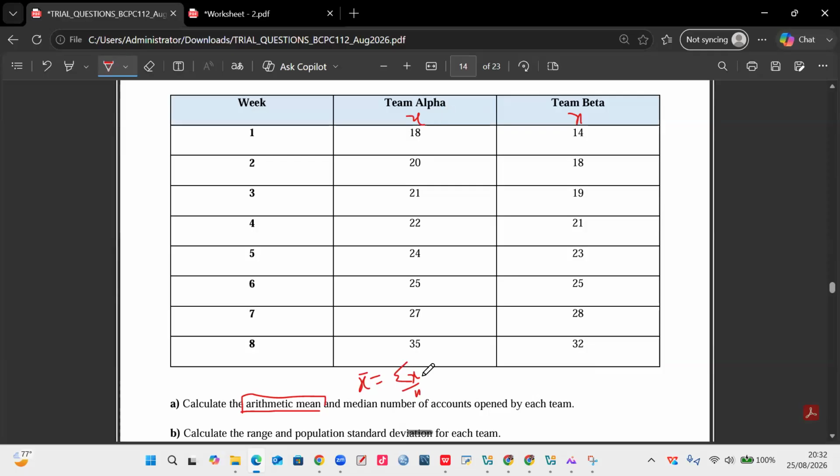You add all of this and divide by the number of values. You add all to have the total divided by the number. So it's this plus this plus this plus this, all divided by 8. Then you get the mean.